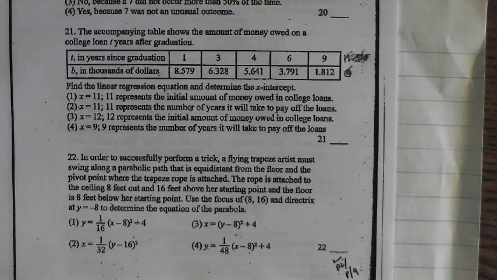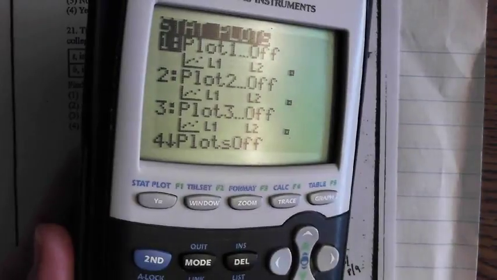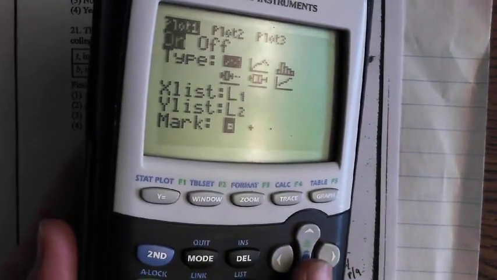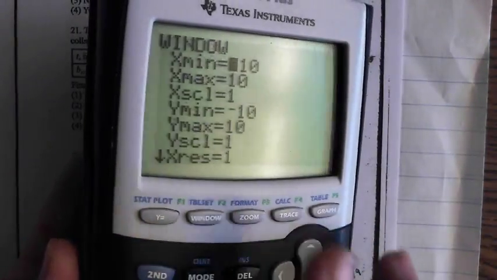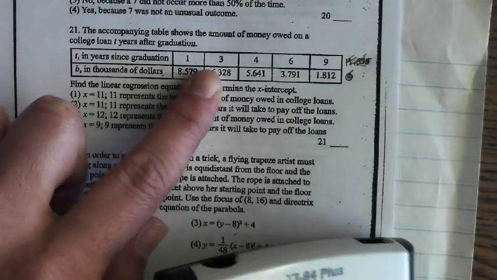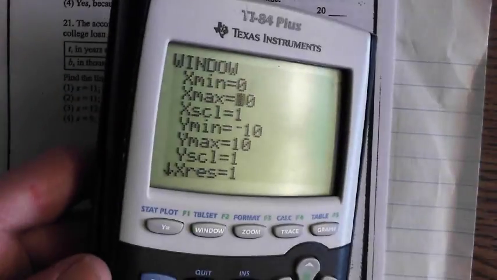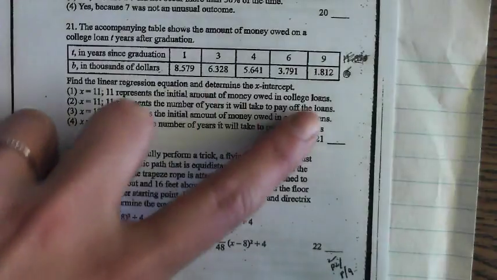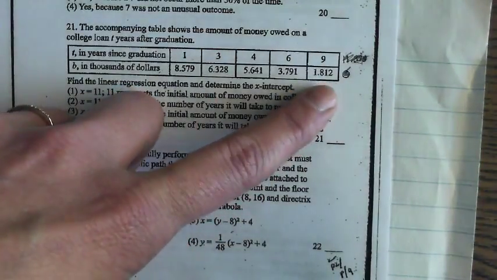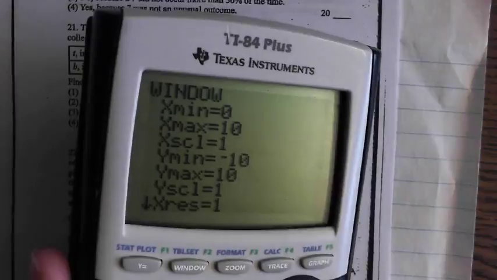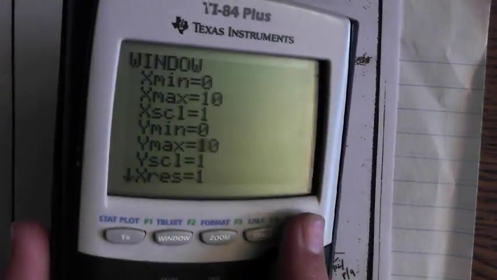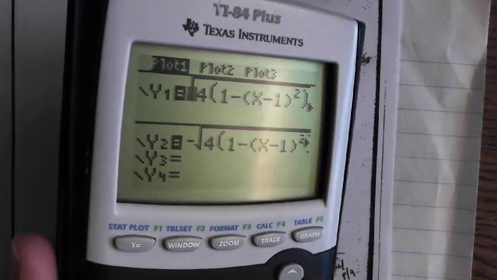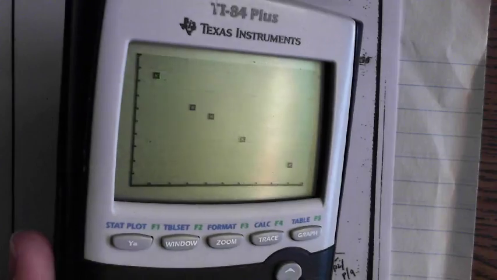If you want to see the scatter plot, you would have to remember to turn your stat plot on. So second stat plot, turn it on. X and Y coordinates, list 1 and list 2. And you'd have to make sure to adjust your window according to your numbers. Years since graduation is anywhere 0 to 10. Amount of money owed is going down, so anywhere from 0 to, let's say, 9 thousands. I'll go to 0 to 10 there too. If you have something in your y equals, clear it out so you can just see your scatter plot.